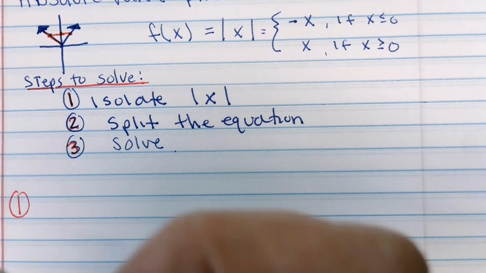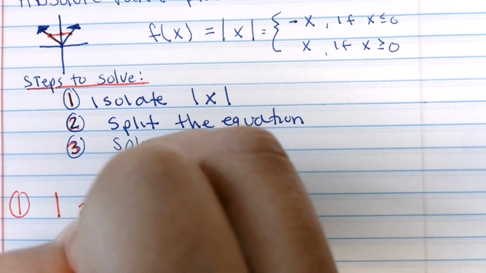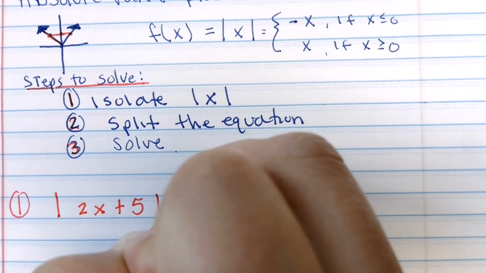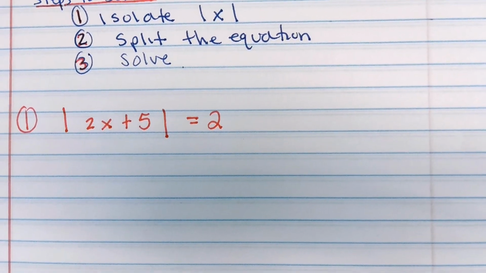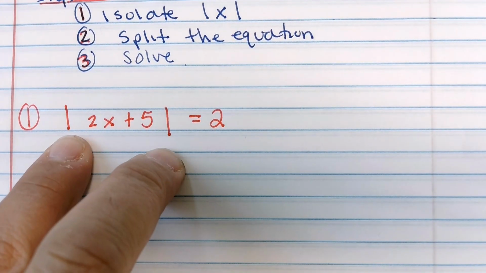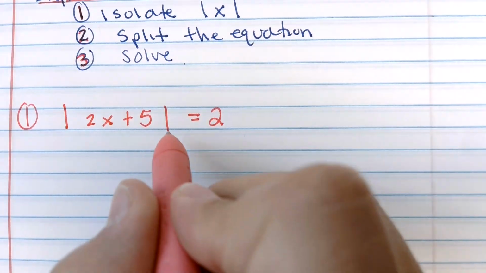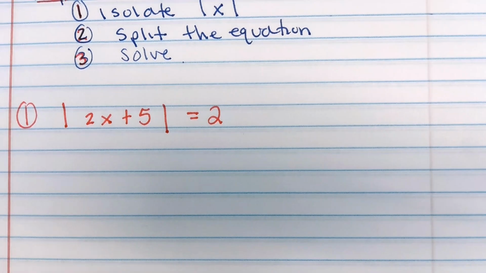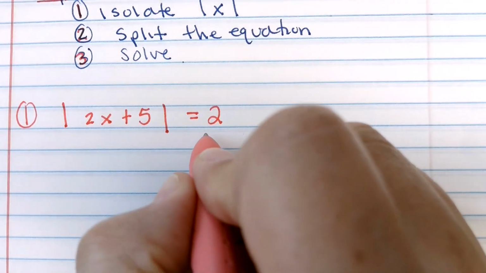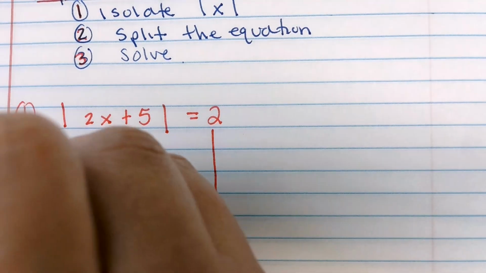So the absolute value of 2x plus 5 is going to be equal to 2. These bars are not ones. I get that question a lot. They're absolute values. Because there's only absolute value bars over here, there's nothing after or before, this is called isolated. So it is isolated on the left-hand side. So we can skip to step number 2 is where we split.